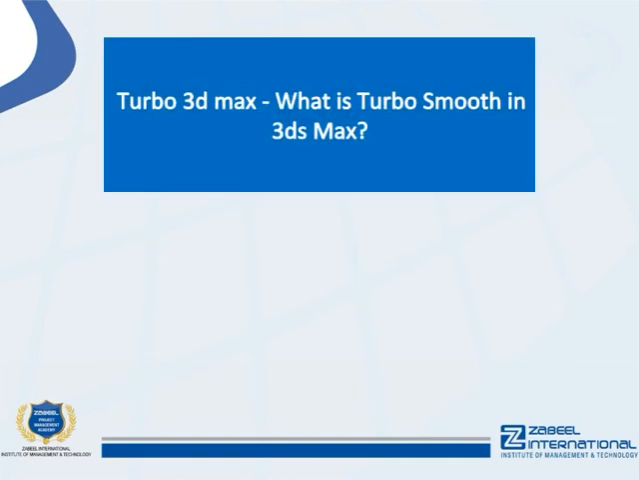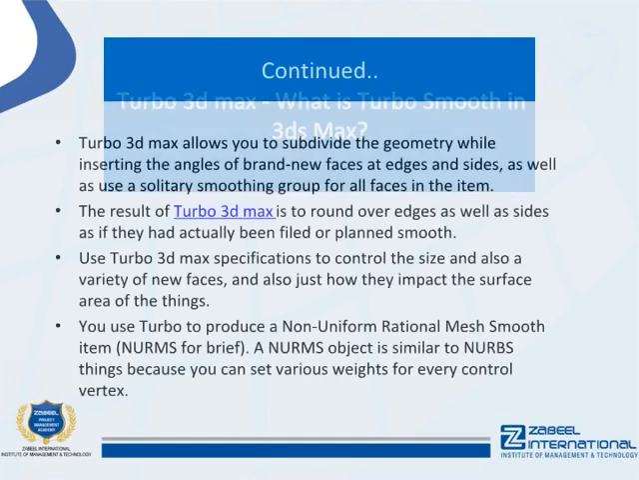Turbo 3ds Max. What is Turbo Smooth in 3ds Max? Turbo Smooth allows you to subdivide the geometry while inserting the angles of brand new faces at edges and sides, as well as use a single smoothing group for all faces in the object. The result of Turbo Smooth is to round over edges and sides as if they had been filed or planed smooth.